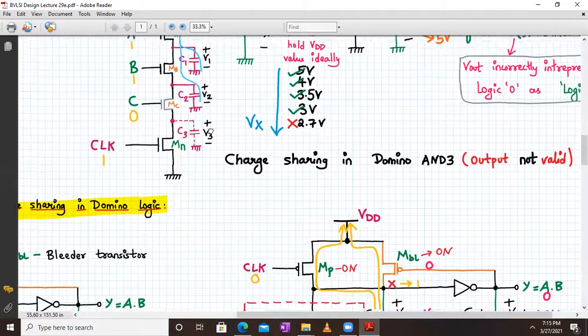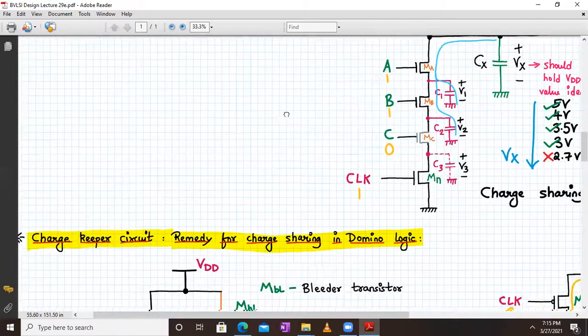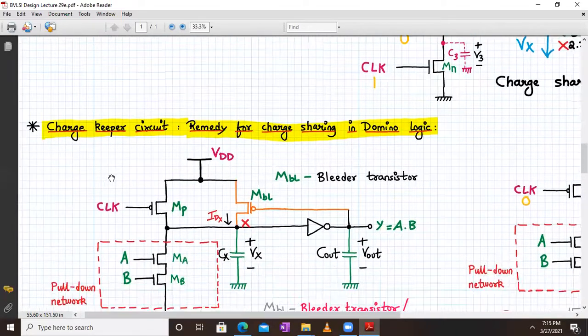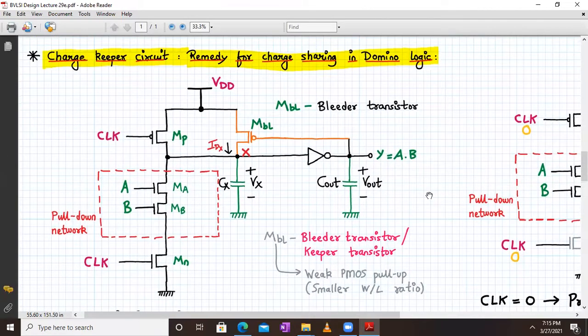Okay, so this is a problem. And how to solve this problem? There is a remedy called a charge keeper circuit. This is the remedy for the charge sharing problem in domino logic. We have seen a charge keeper circuit in dynamic logic also. It is not so much different. It is mostly the same. So, this is a simple solution which we are applying.